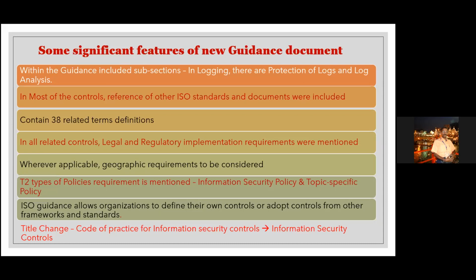Two types of policies were required to be mentioned. Earlier, for every control or every process or every area, we used to prepare a policy. This time, in the policy part they specified the information security policy, which is a high-level policy, and there is also a mention about the topic-specific policy. We'll see this when we come to some other controls, where I will be able to demonstrate how these two distinct policies are to be drafted by the organizations. ISO guidance allows organizations to define their own controls or adopt controls from other frameworks and standards also.